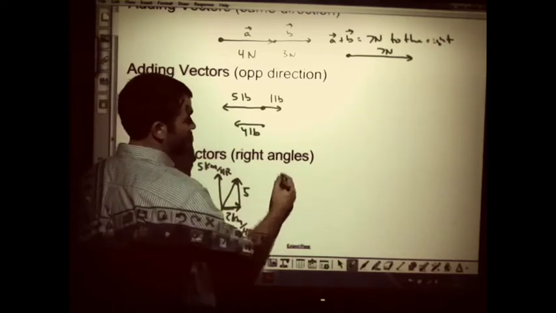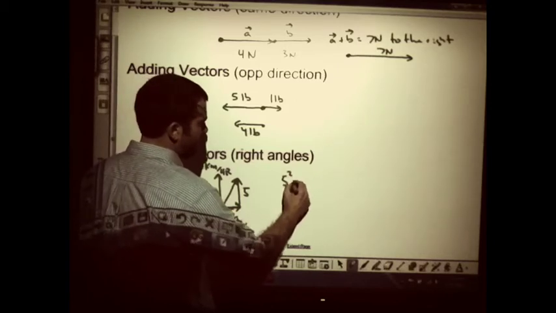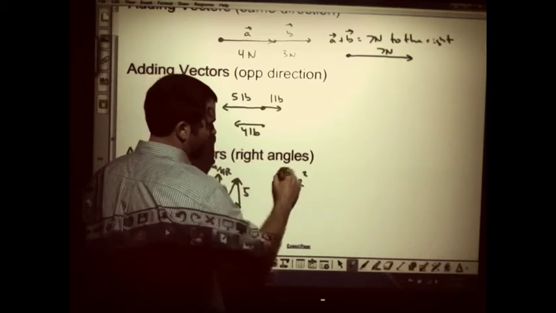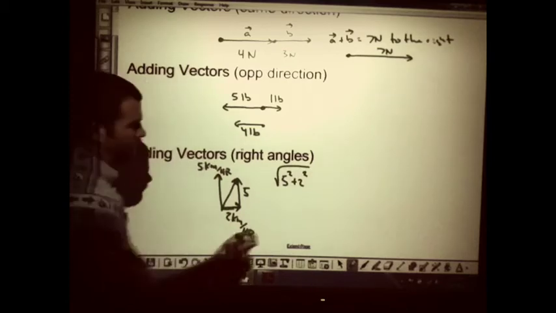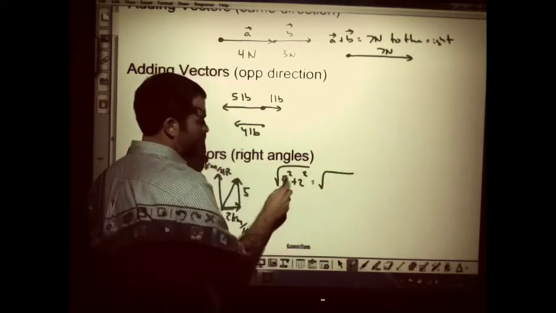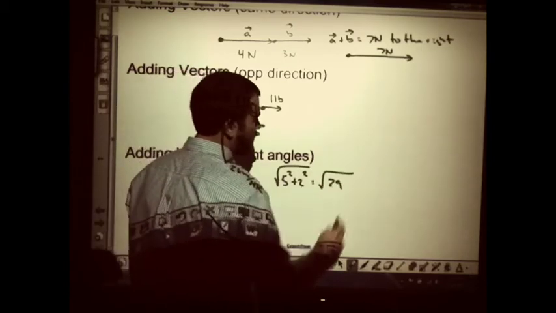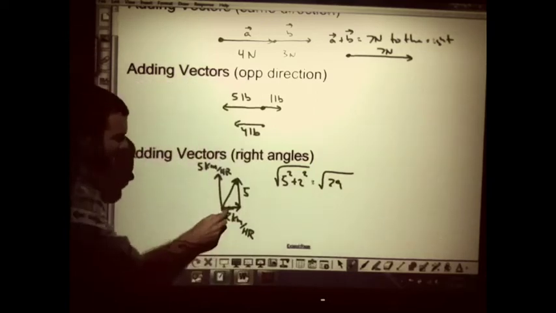So the hypotenuse of the resultant vector should be the square root of 5 squared plus 2 squared, whatever that turns out to be. So the square root of, help me out there, 25 plus 4, sounds like the square root of 29 would work. How would we find the angle?